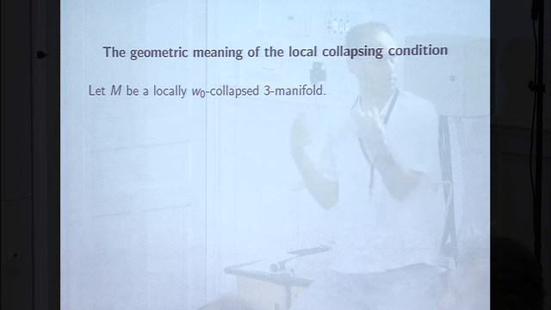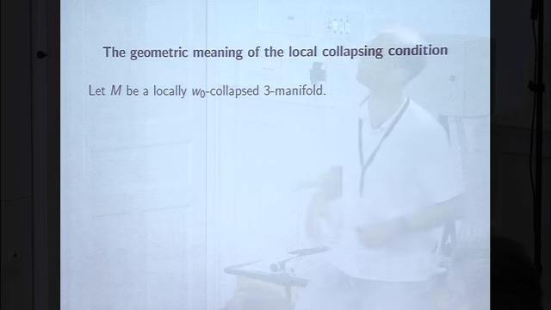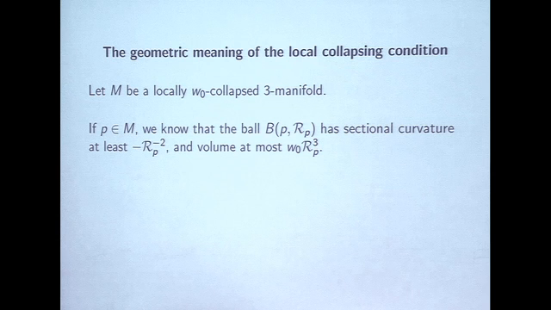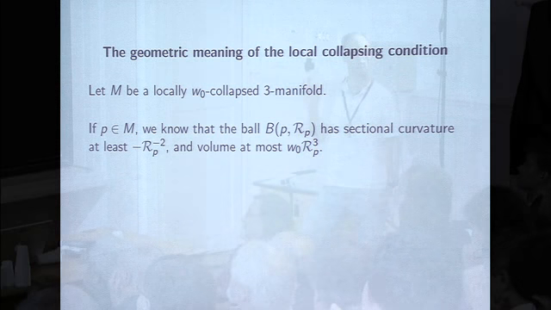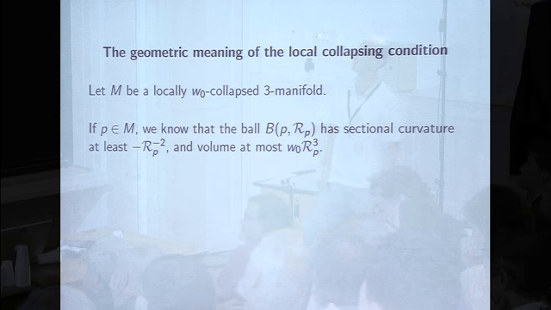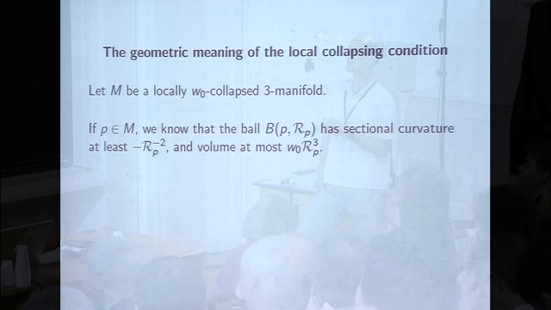So what does that condition really mean? Well, by definition, it means that if you look at a point p, you look at the ball with radius the curvature scale, then the sectional curvature of that is at least minus 1 over the radius squared, and the volume is at most w0 times the radius cubed.